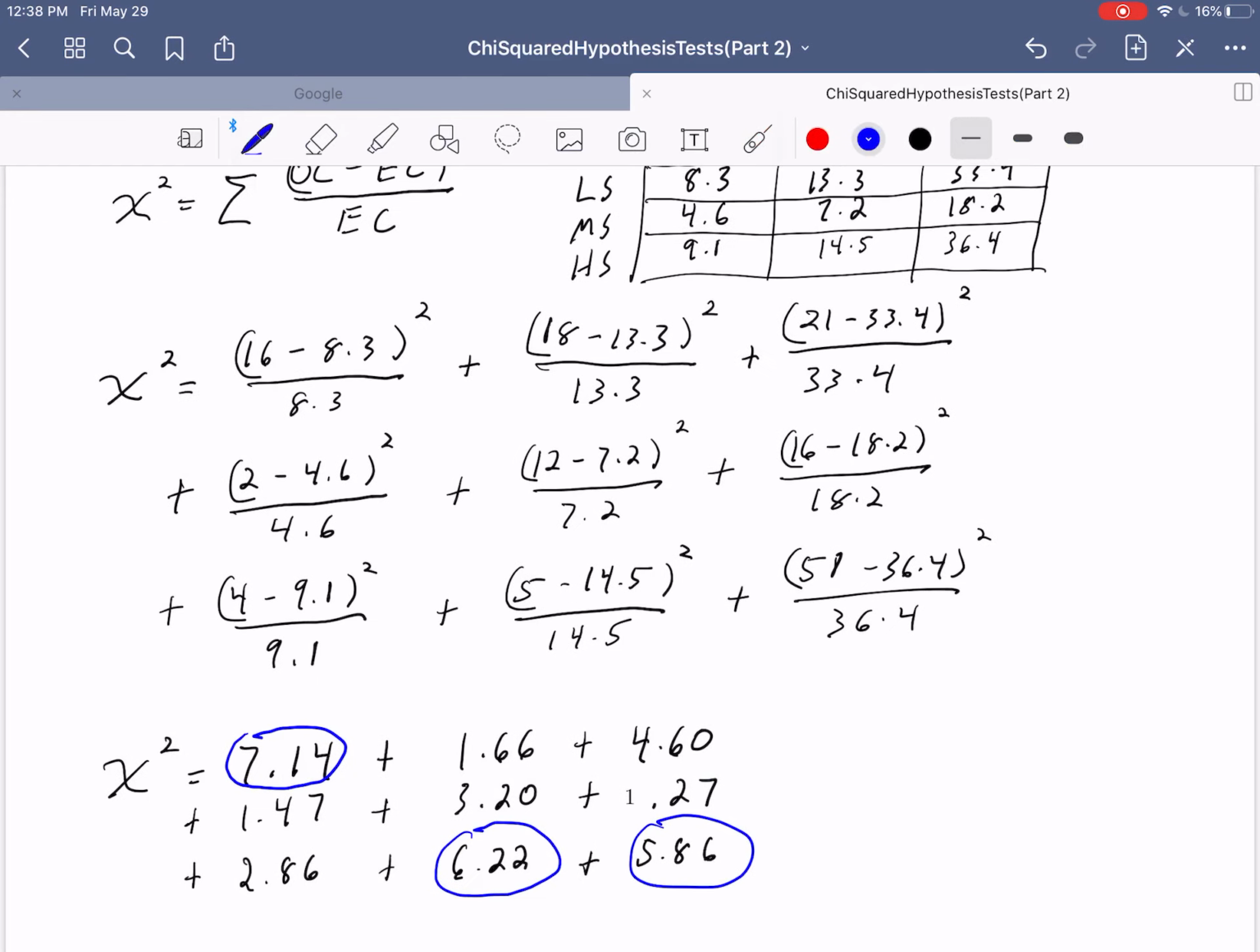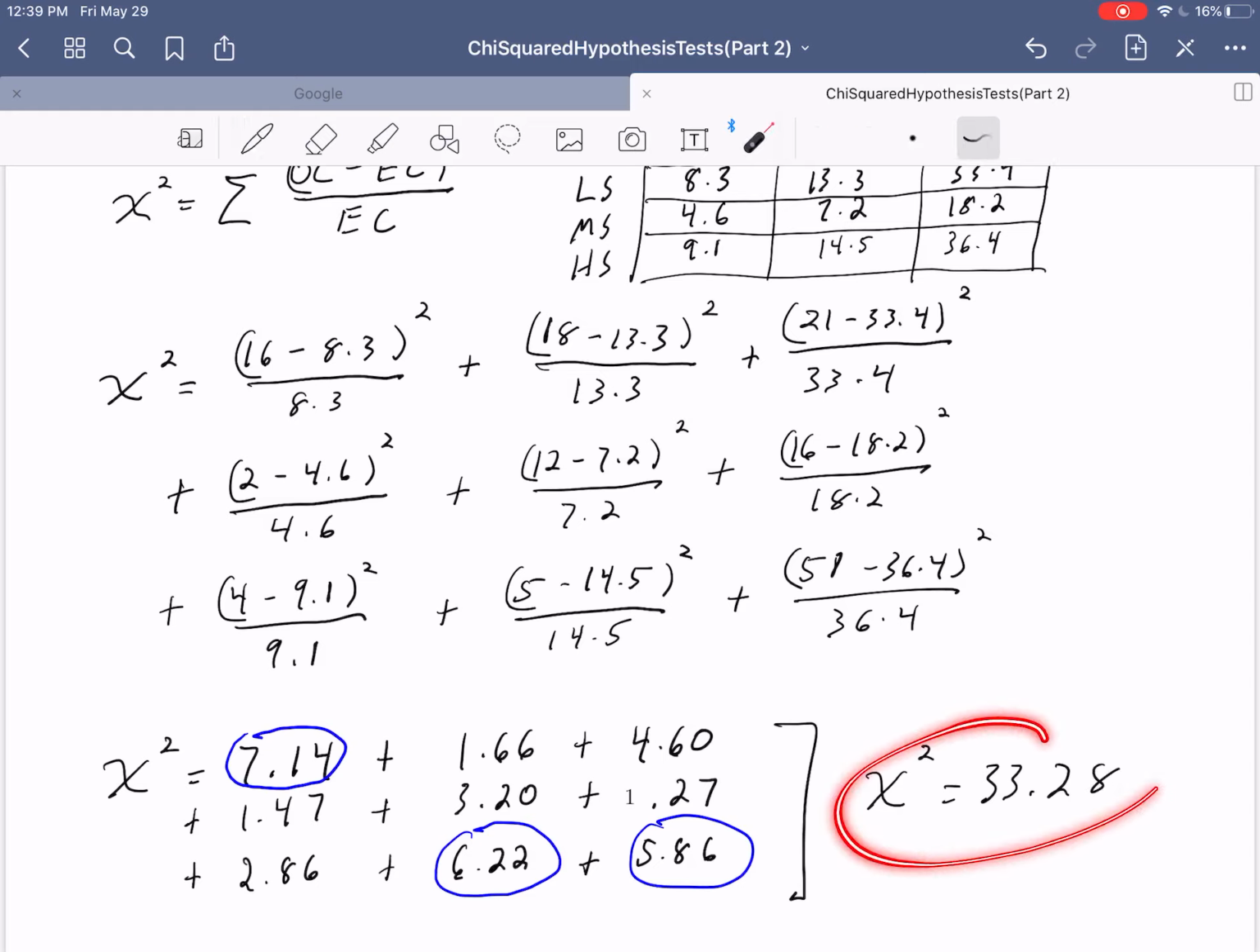Let's go ahead and sum all this stuff up now that we had that little discussion there. And we can actually see that our chi-squared, 7.14 plus 1.66 plus 4.60 plus 1.47 plus 3.20 plus 0.27 and then plus 2.86 plus 6.22 plus 5.86. You should get a chi-squared here of 33.28.